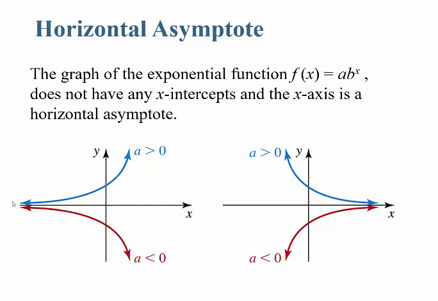So if a is greater than 0 and b is greater than 1, the graph is going to look like this. If they have a negative number in front of a, all it does is flip it, and it goes downward like this. If b is between 0 and 1 and a is positive, the graph looks like this. But if a is negative, then the graph just flips, and it looks like this.